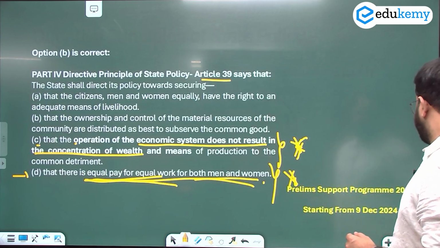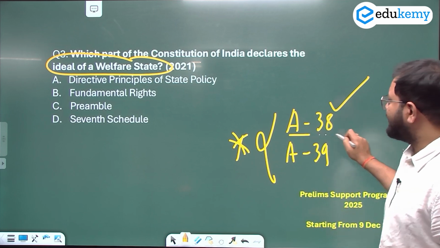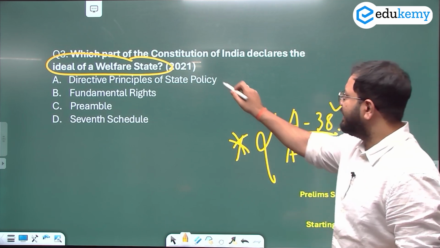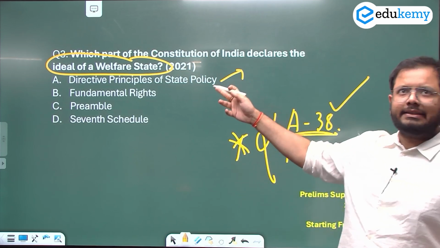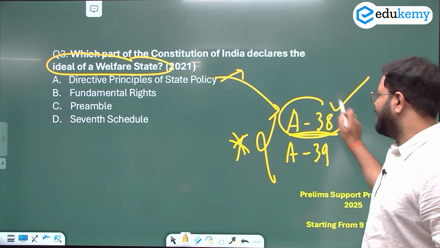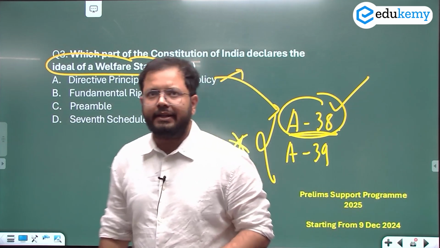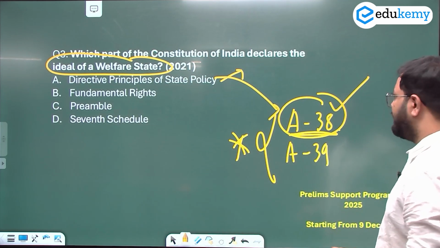फाइन. Now here question number 3, ideal of welfare state, which is explicitly given in article number 38. So here answer is DPSP. Now UPSC can ask again, ठीक है, लेकिन इतना इजी नहीं पूछेगा, अब पूछ चुका, इसके अंदर जाएगा. It will basically take the sentences from article 38 और वहां से confuse करेगा. The answer here is A.